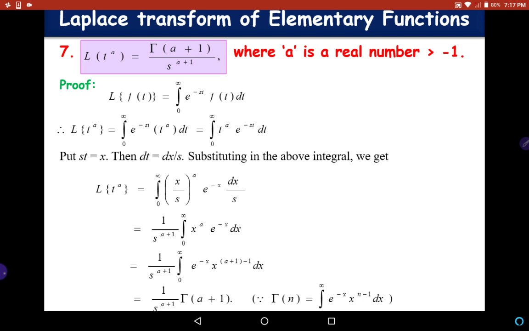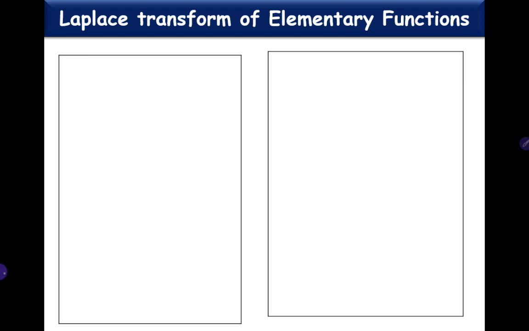So now L of t power 1 by 2 is gamma of 1 by 2 plus 1 by s power 1 by 2 plus 1. So we can derive Laplace transform of t power any fraction using this formula.